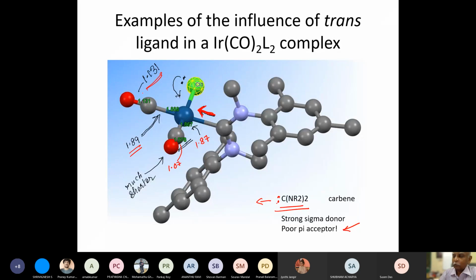Notice that these two CO distances are indicative of how much pi star population is there. The pi star population trans to the chloride seems to be much larger. Why? Because chloride is pumping electron density into the iridium d orbital. If this is the x-axis, that means the chloride-CO axis is the x-axis, the dxz orbital will be involved, and then the pi star will be populated.